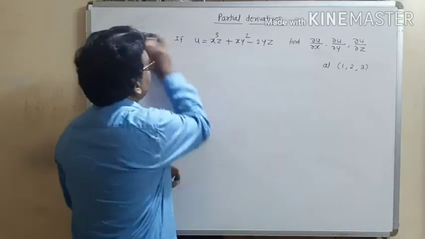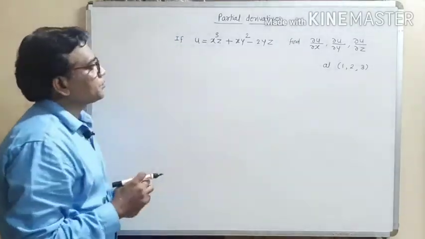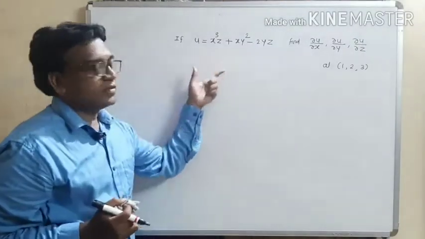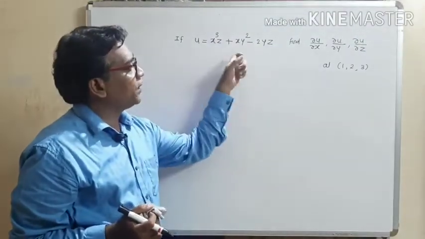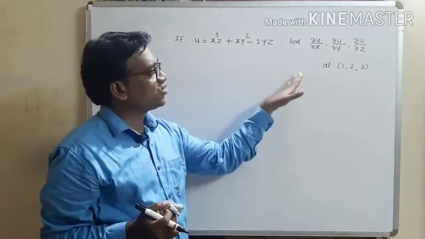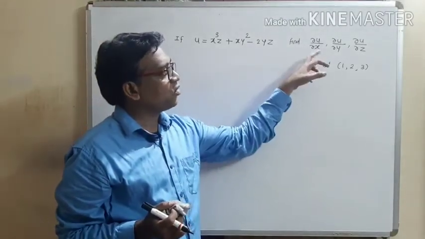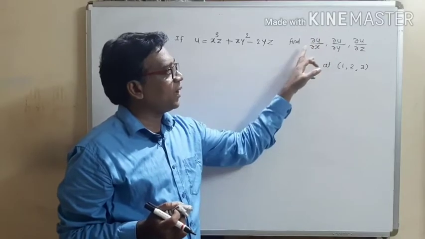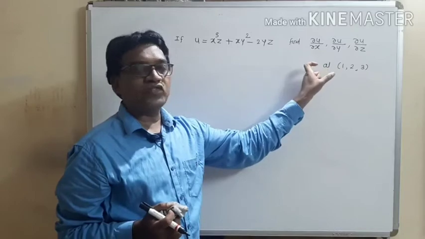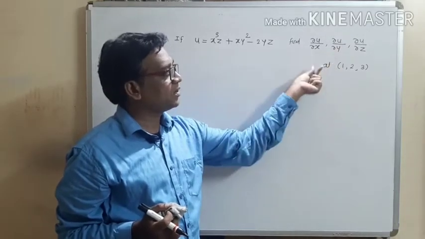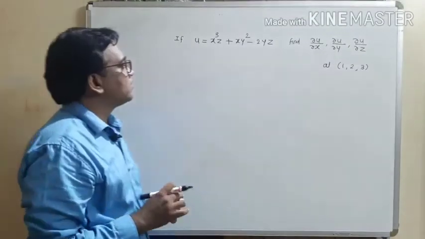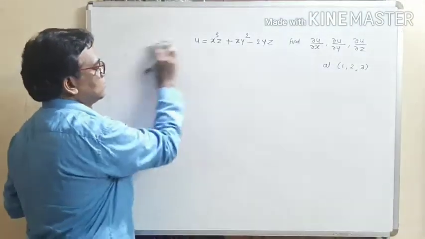Now this is our given example. What is the given example? We are given the function u as x cube z plus x y square minus 2yz, and the question is to find out the first order partial derivatives del u by del x, del u by del y, and the third partial derivative del u by del z at the point 1, 2, 3. So let us find out these partial derivatives. So write down the solution.